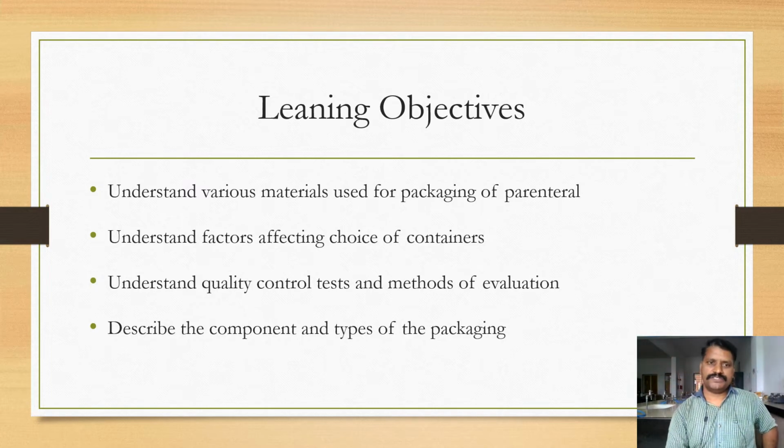The second objective: understand the factors affecting the choice of a container. Suppose we have one drug and we want to formulate it in a parenteral dosage form. There is no issue regarding the formulation study; you selected n number of excipients, polymers, vehicle and procedure. After formulation, the stability is very important, because, as you know, there are many environmental factors affecting the stability of a product.